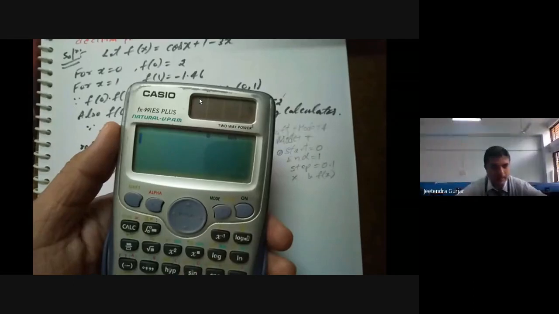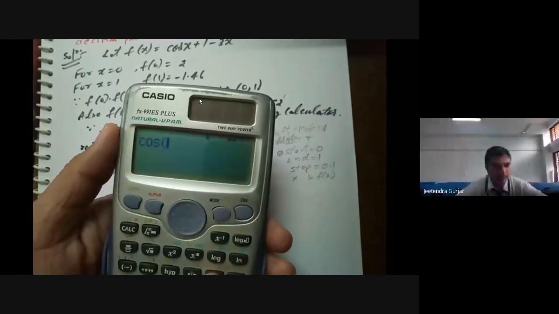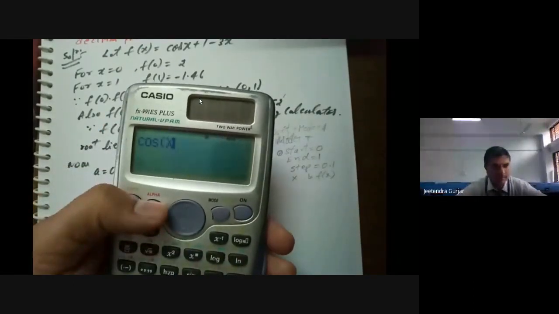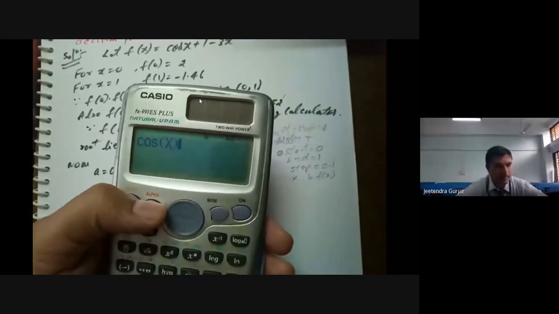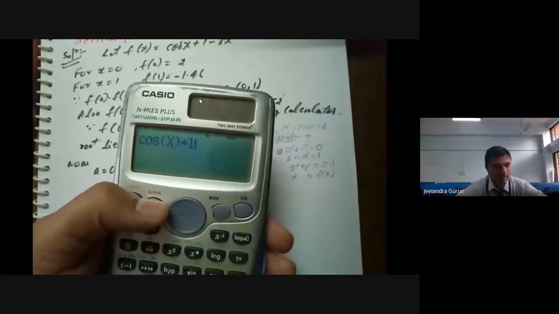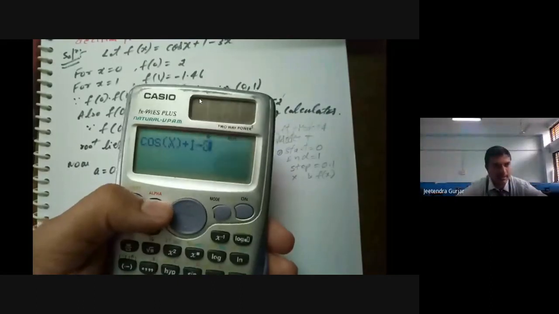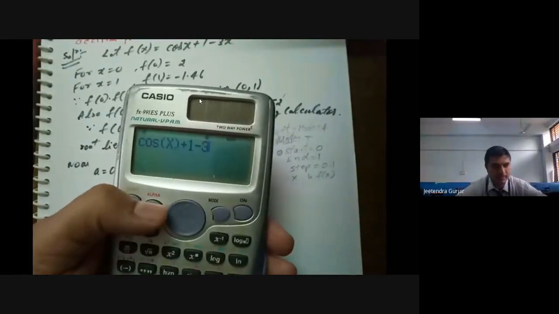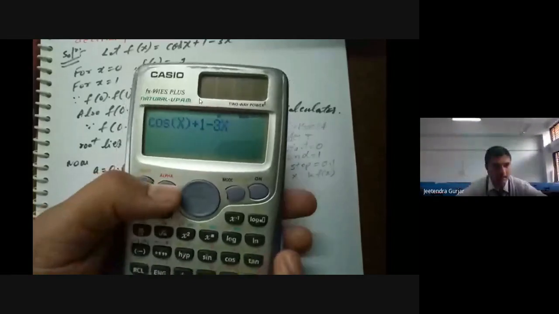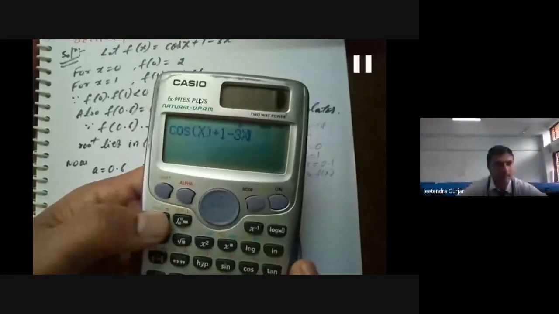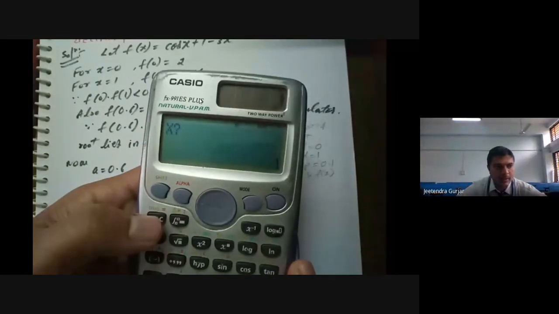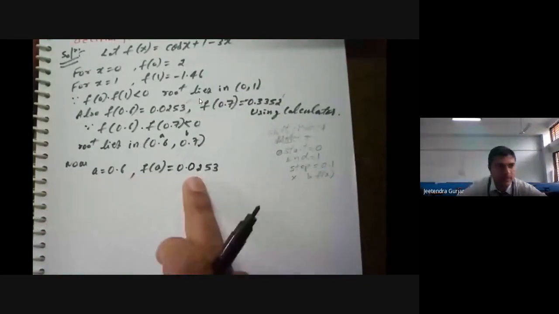So in the equation it will be very simple now. It is cos alpha x plus 1 minus 3x. You can verify once again whether our value is right or not. After typing this, press the calculate button, below the shift. It will ask for the x value. What is the x value? I will verify this answer.